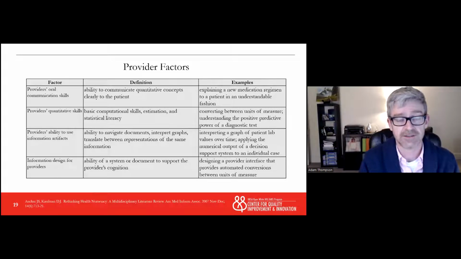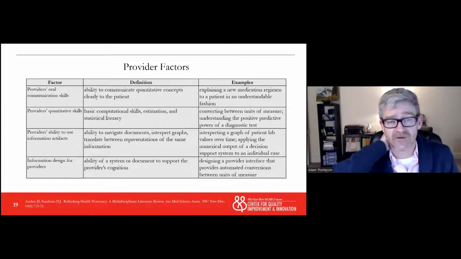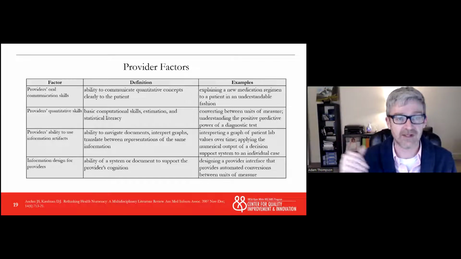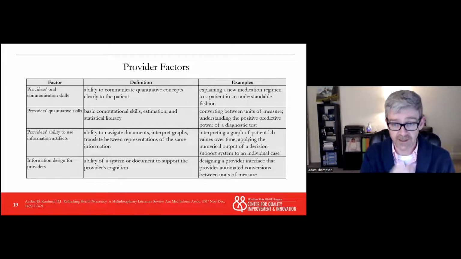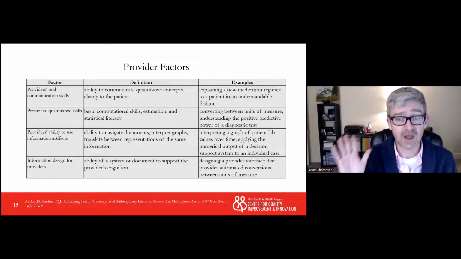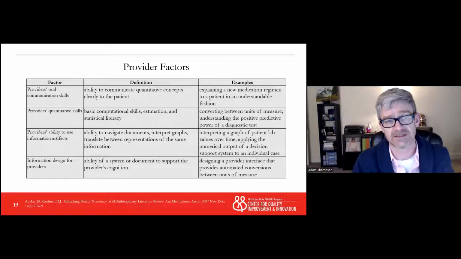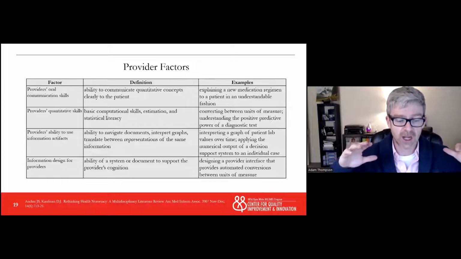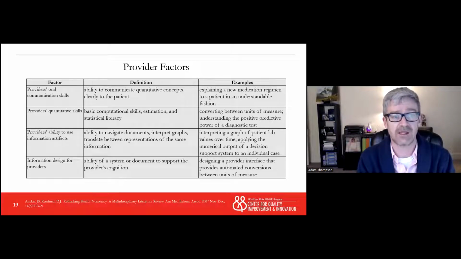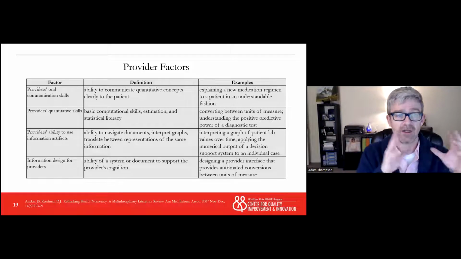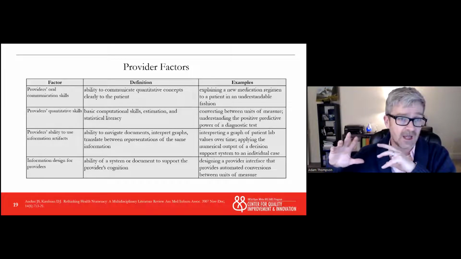So it's not just quantitative information for patients, but looking at this screening test and being able to understand and interpret the results. There's also a factor related to the provider's ability to use the information artifacts. Much like with a patient, their ability to navigate the document, interpret the graphs, translate between representations of the same information. This could be helping a patient interpret a graph of patient lab values over time, applying the numerical output of a decision support system to an individual case, right? So if you have clinical decision support tools, I know our HIV national curriculum has a lot of tools that you can screen and assess people, and then you get this output of a number, and then you're supposed to be able to take that number and then understand a little bit more about what's going on.